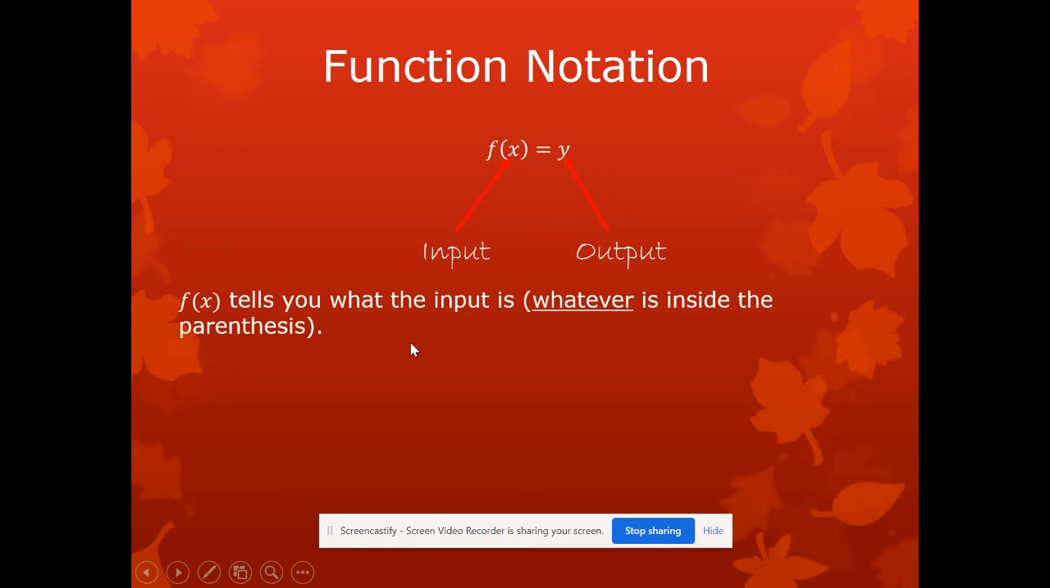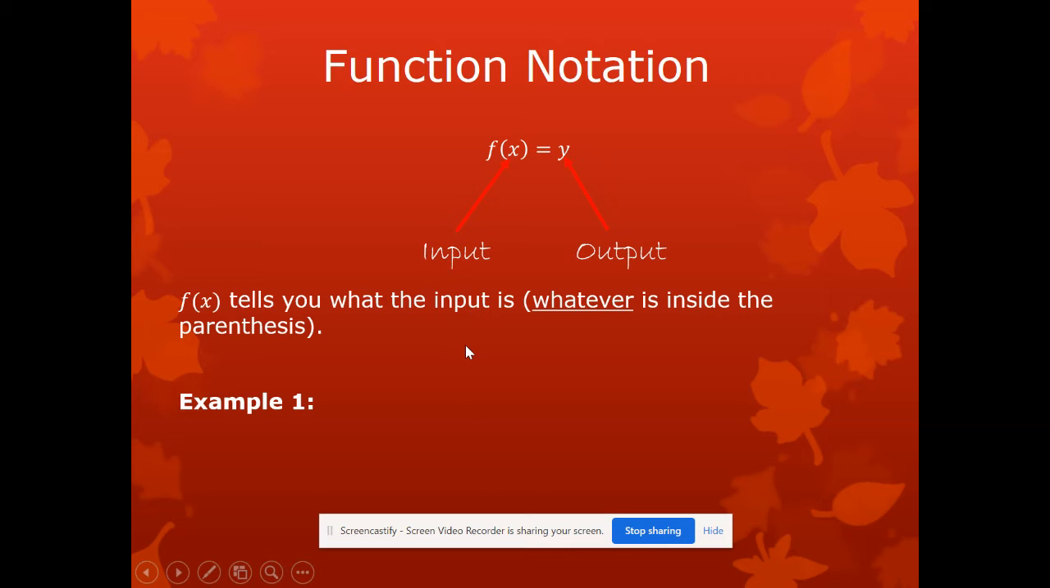All right, so f of x is basically one mathematical object. It's helpful to think about this. This is not f times the input or anything like that. This is just one mathematical object. It's telling you the output for a particular input. Whatever that input is, it's going to tell us what the output is going to be.